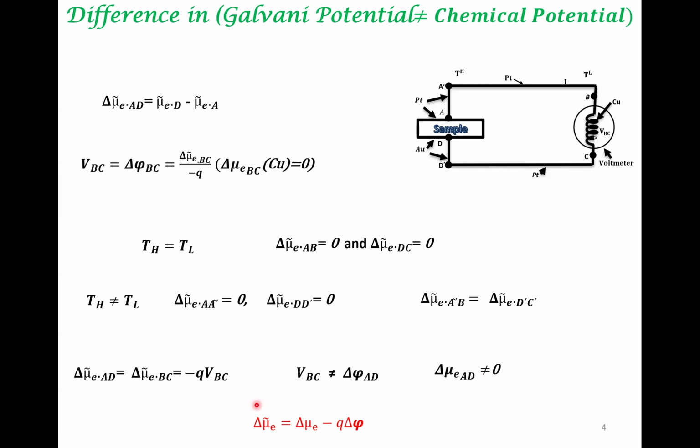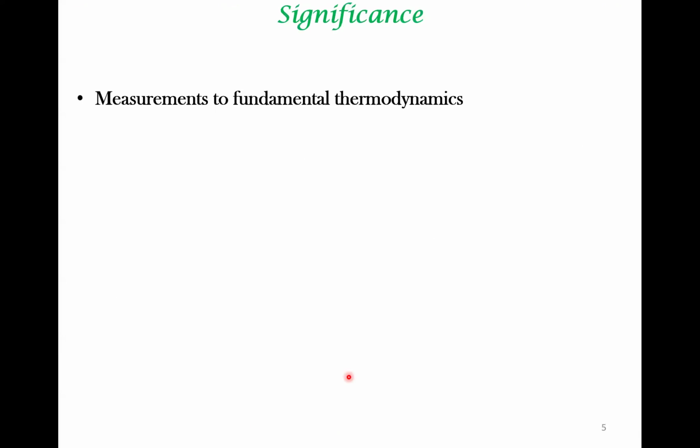Our general definition of electrochemical potential of an electron has two components. There is this component and a component that depends upon Galvani potential or internal electric field. When this term is no longer zero, we cannot say that VBC is just the difference in Galvani potential. This is the main point we are trying to clarify. And what is the significance? Why do we need to address this topic at all?